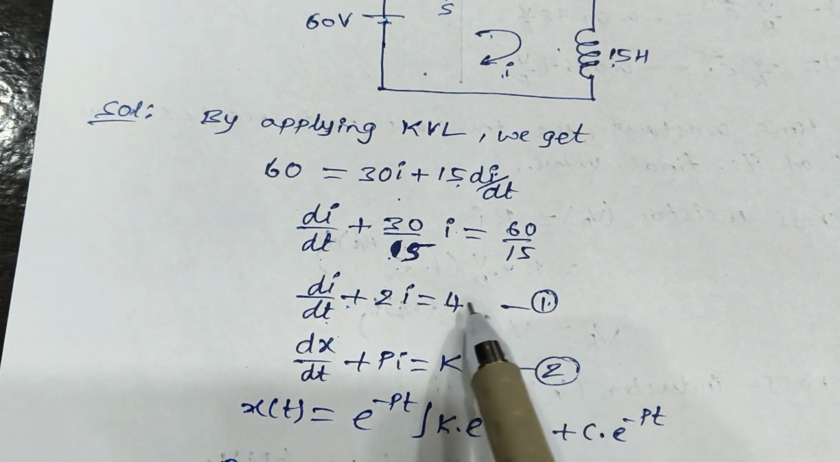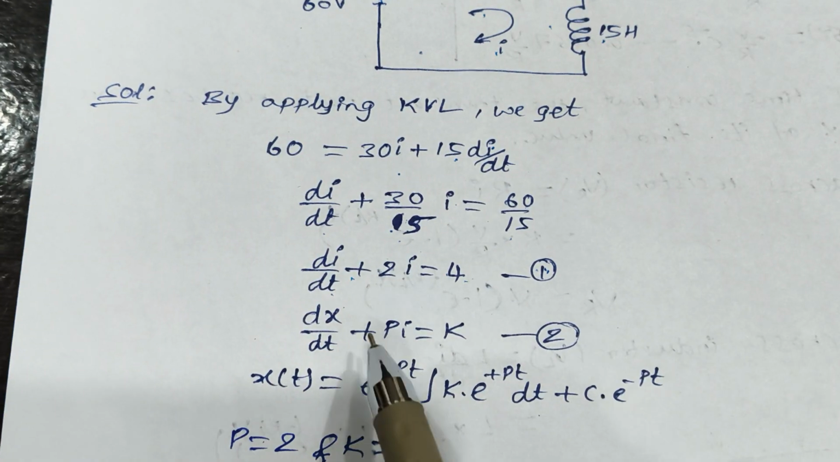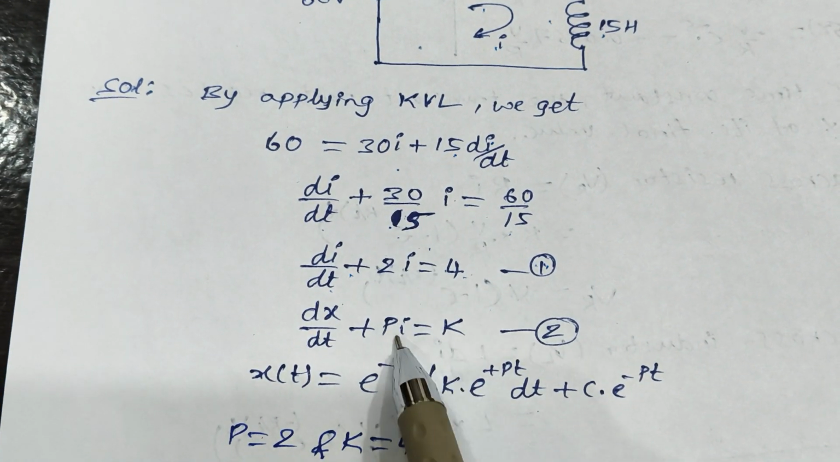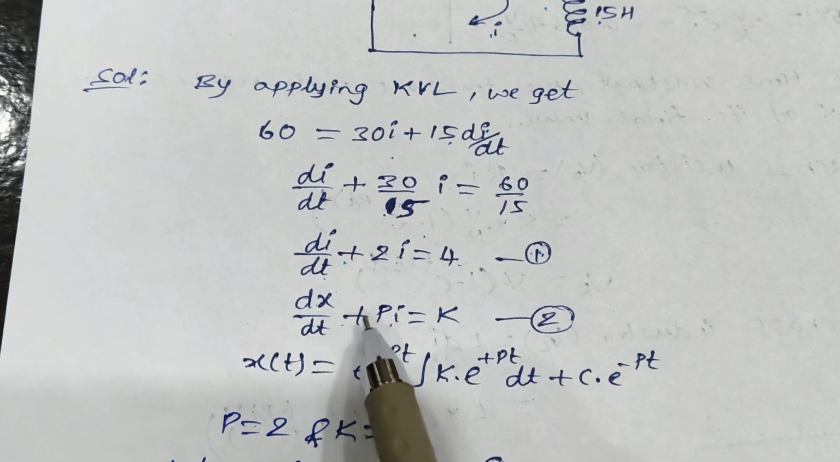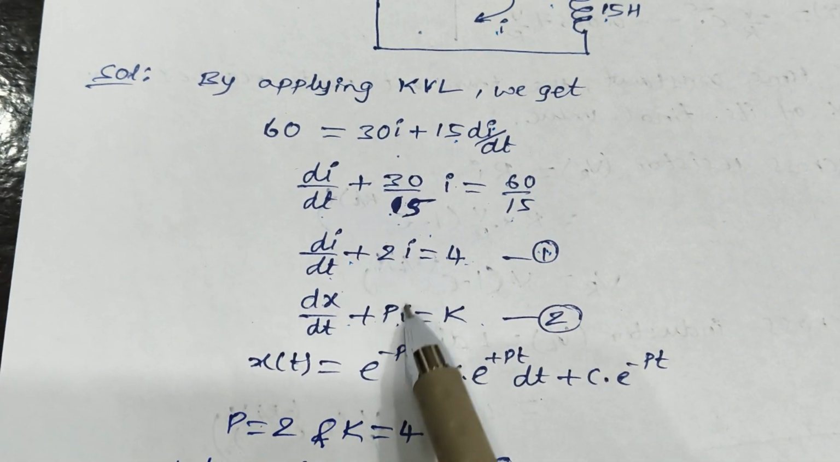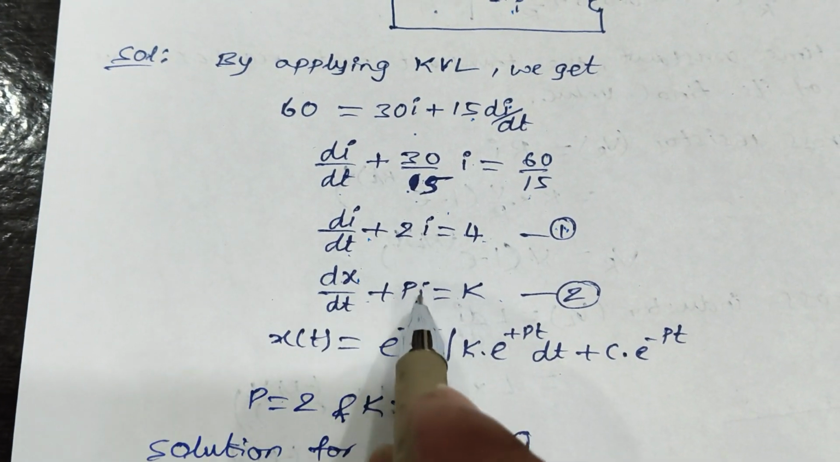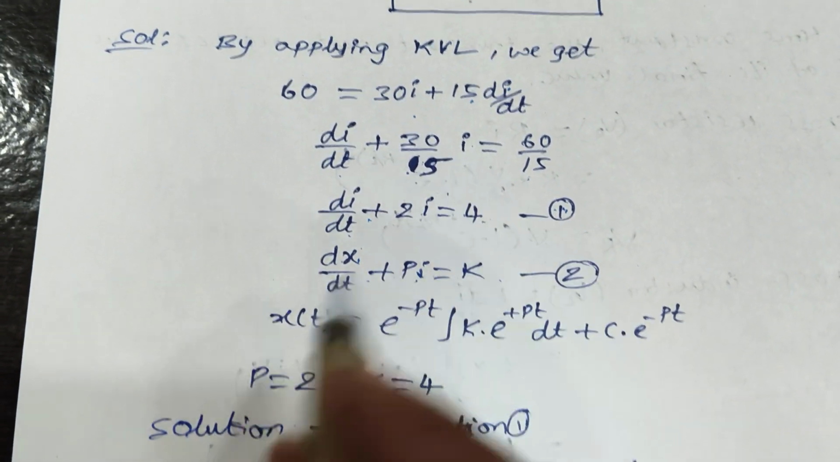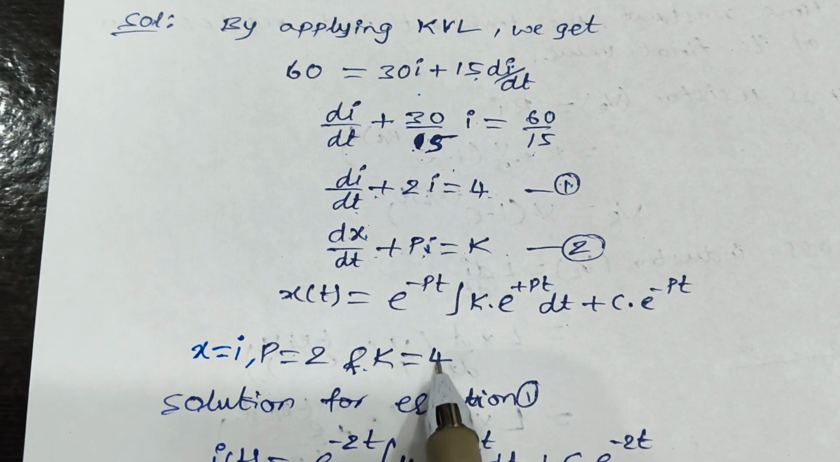First I found the differential equation that I have marked as the first equation. And second step, you can compare the same thing with the known differential equation. The known differential equation in mathematics is dx by dt plus px is equal to k, that I am marking as the second equation. By comparing these two, x is equal to i, p is equal to 2, k is equal to 4.